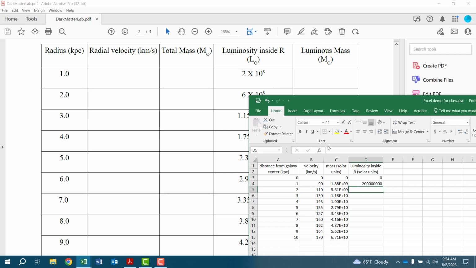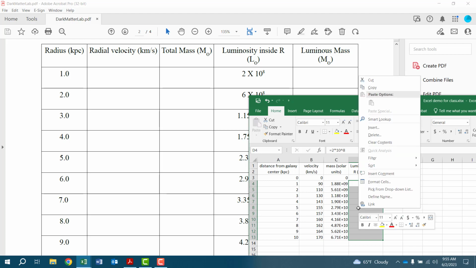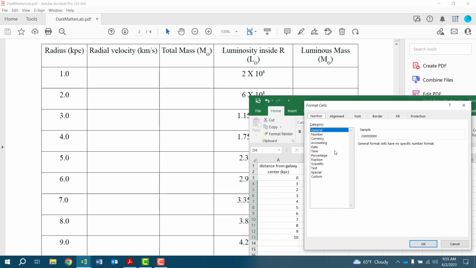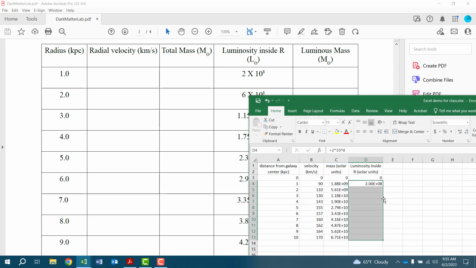I hit enter, and once again Excel tried to convert it back from scientific notation. I want to keep scientific notation, so let me highlight this whole column of cells. I'm going to right click. I don't think I said that before. Right click, go to Format Cells, and let's see here. I want scientific notation. Great. Now I'm going to pause and finish entering all these numbers. I just read them off the PDF here.